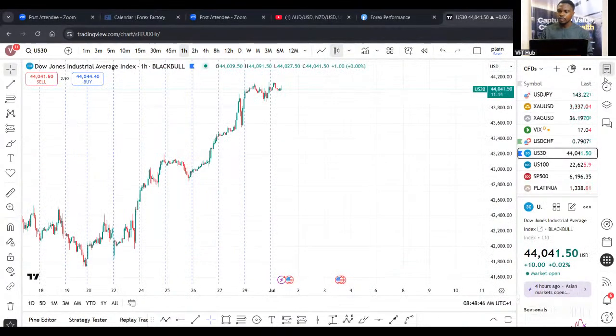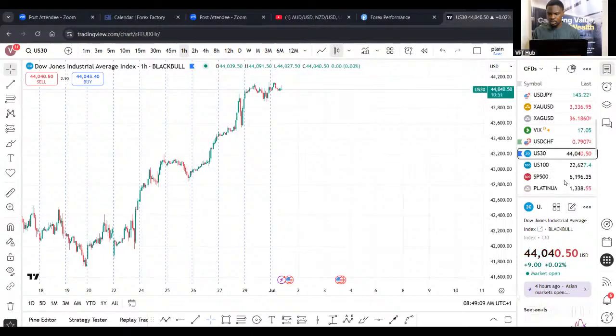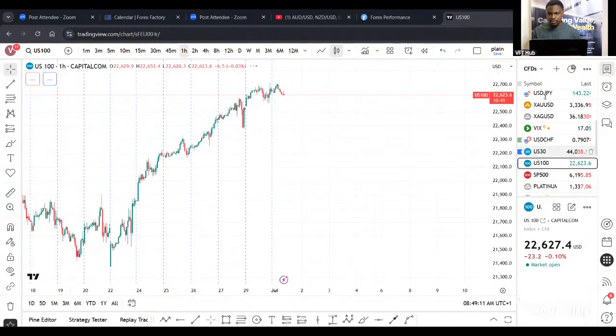On US30, it has been an interesting ride. We mentioned very clearly on Thursday that we're looking forward to buys to the upside. However, we mentioned on Thursday that price wasn't at the level we wanted it to come to before we start seeing that buy. In a minute, let's start with NAS100 so that we can explain everything very well.